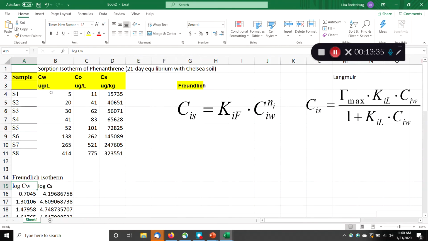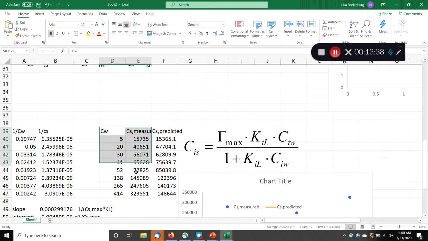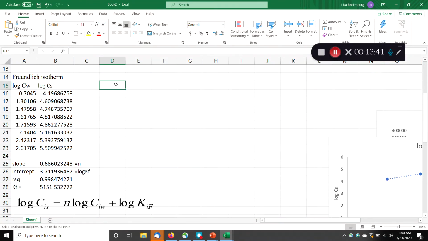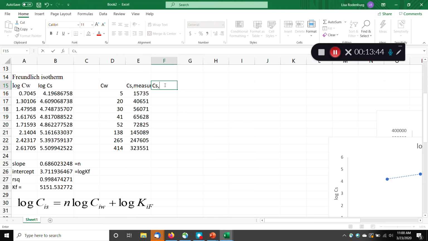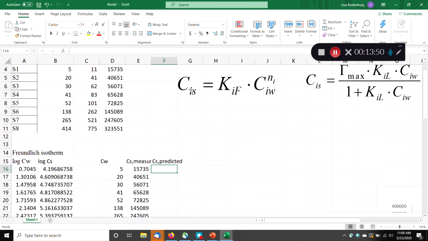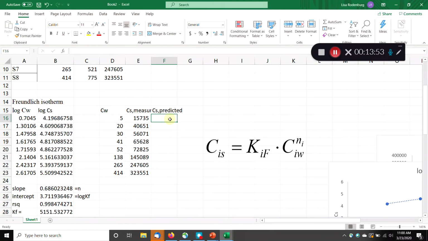So we've got, use the same CS and CW here. But then here is going to be our CS predicted for our Freundlich, and that's using this equation. So CS is equal to KF times CW to the n power. And again, we need some dollar signs here to make this work. Booyah. This one looks good. And wow, that one looks good too.